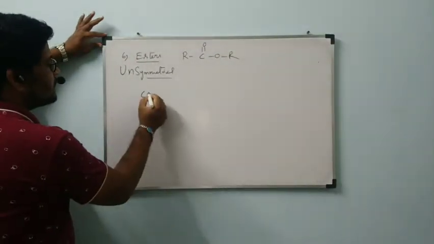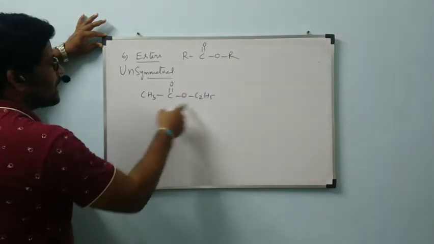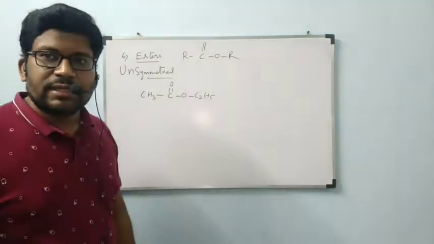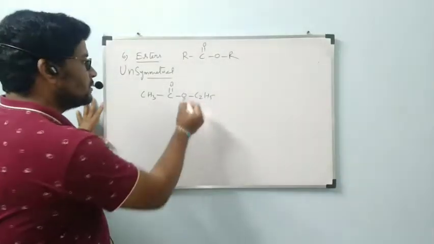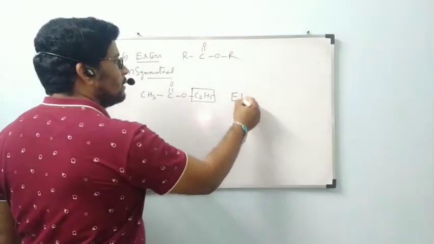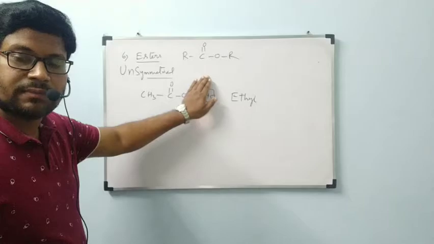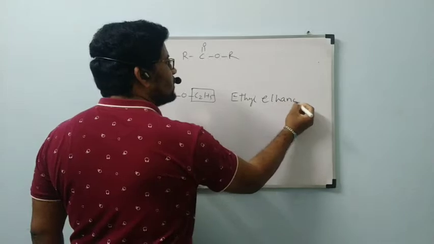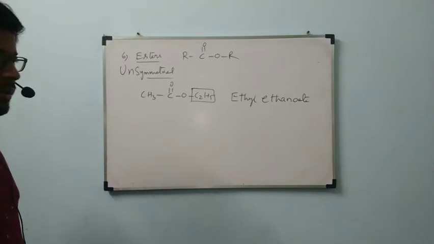See the example. CH3, C double bond O, OC2H5. Both alkyl groups are not the same. Here we have a methyl group, here we have an ethyl group. Whatever it is, we have to identify the alkyl group which is bonded to oxygen. Keep this one in a box. First write that name, ethyl. Close that one. How many carbons remain? 2 carbons. 2 carbons means root word eth. So the name of this compound is ethyl ethanoate. Ethyl ethanoate. Okay, next.